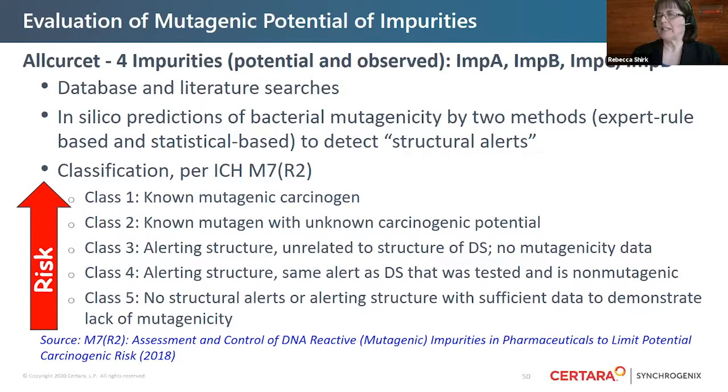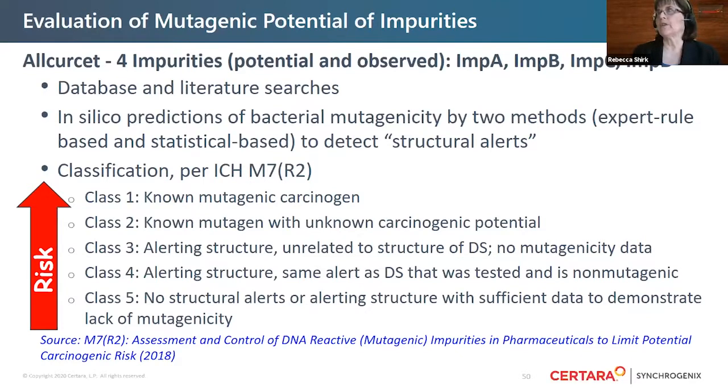Class 5 has the least amount of risk. They have no structural alerts, or a structural alert is identified, but there's additional laboratory data to demonstrate a lack of mutagenic activity. And at the other end of the spectrum are class 1 impurities that are known to be mutagenic and known to have carcinogenic properties in vivo.